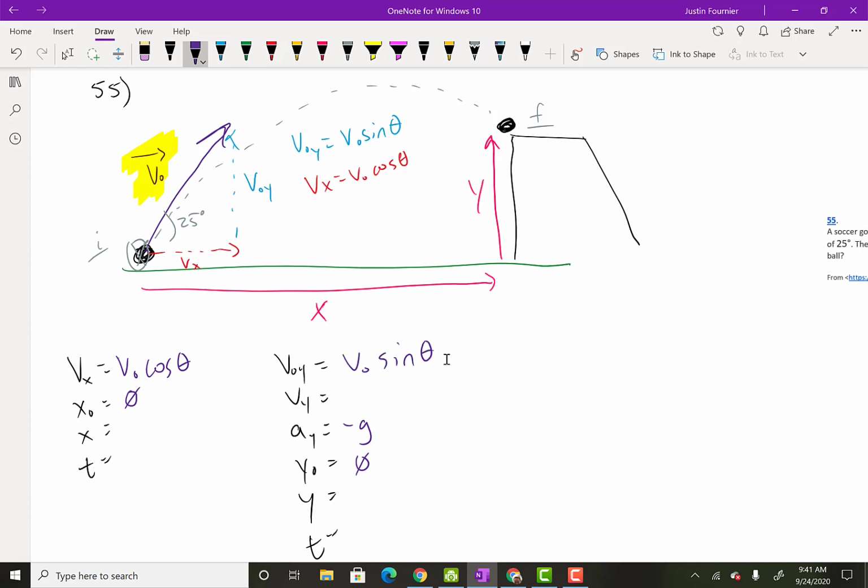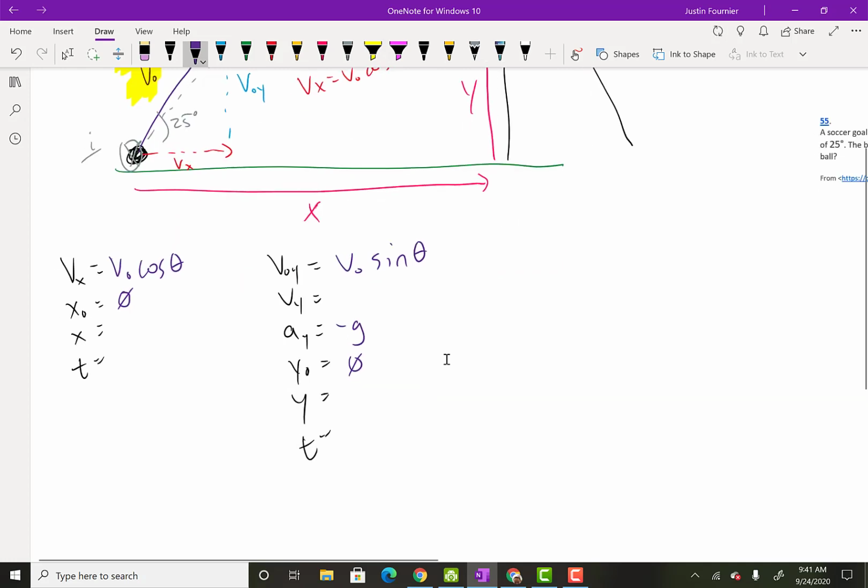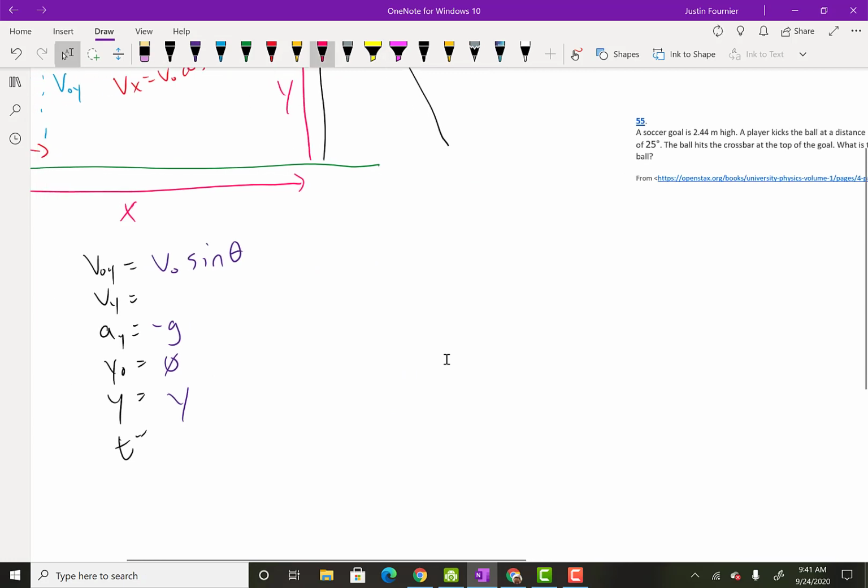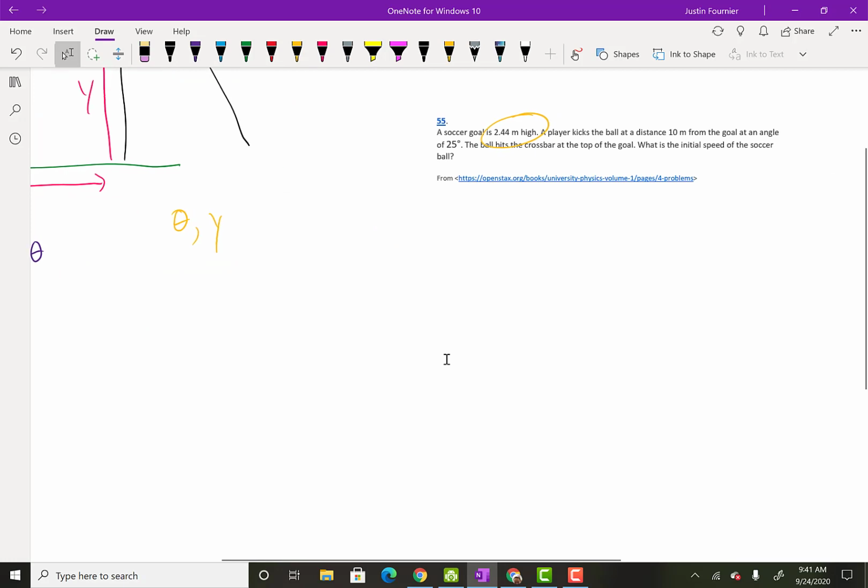Is there anything else I know? We're just calling this a distance x and this a distance y. What do I know? I've got to find everything in terms of theta. The goal height I know, so that's y. That's how high the goal is. And I know the angle. I know x as well: the distance is 10 meters.